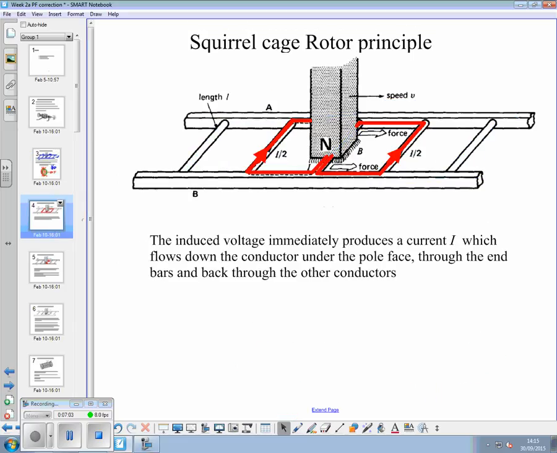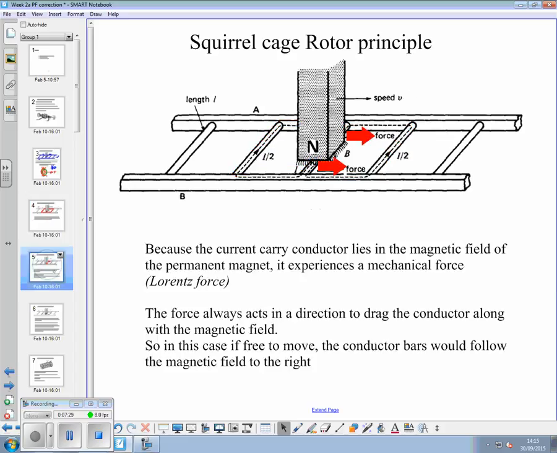So the induced voltage immediately produces a current I, which flows down the conductor under the pole face, through the end bars and back through the other conductors. So we get this circular current around these conducting bars inside the motor.